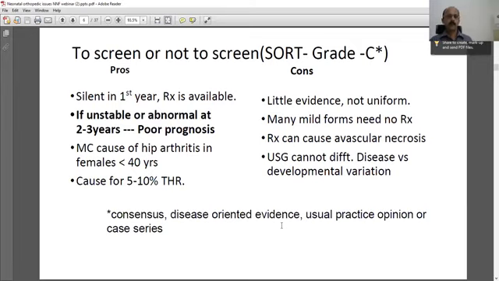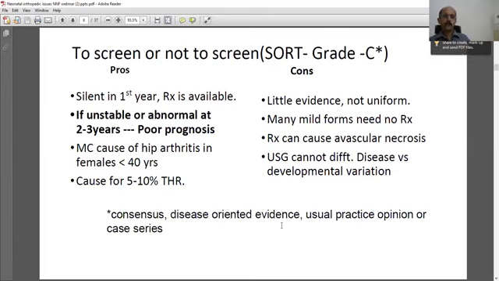Now coming back to the most important question, to screen or not to screen. There are a lot of pros and cons. As far as the recommendation goes, the evidence is grade C, meaning it is either derived by consensus of a group of experts, or it's disease-oriented evidence, meaning we don't want to miss the disease, so we better do more disease-oriented evidence, or usual practice opinion, or a case series.